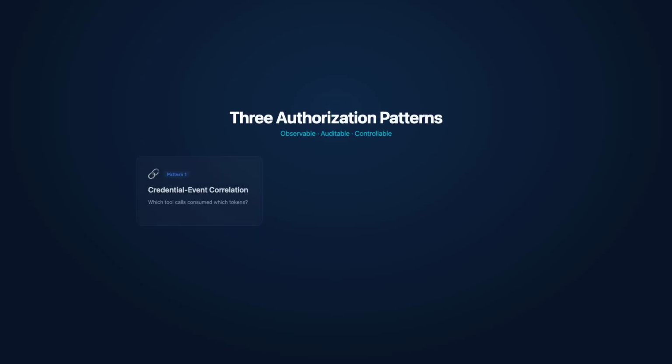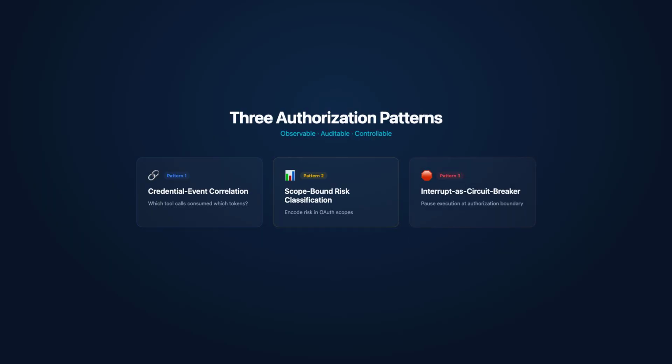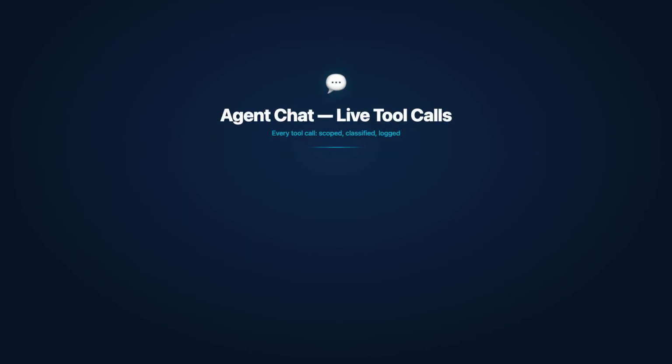Agent Observatory makes every post-authentication action observable, auditable, and controllable using Auth0's existing identity primitives. 3 authorization patterns, full OWASP coverage, real-time behavioral monitoring. Here's the agent in action.